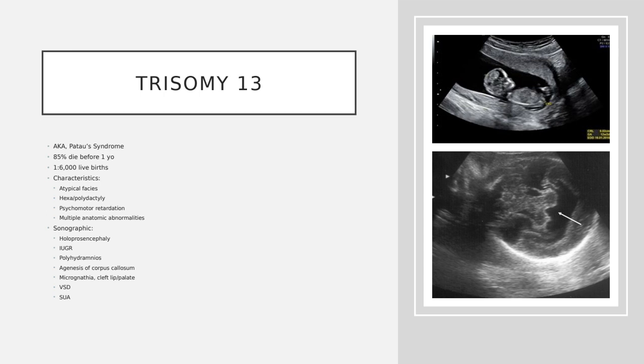We're also going to see micrognathia, an abnormally small chin, cleft lip and palate, a ventricular septal defect, which is a heart condition, and a single umbilical artery. We know that we should see 2.